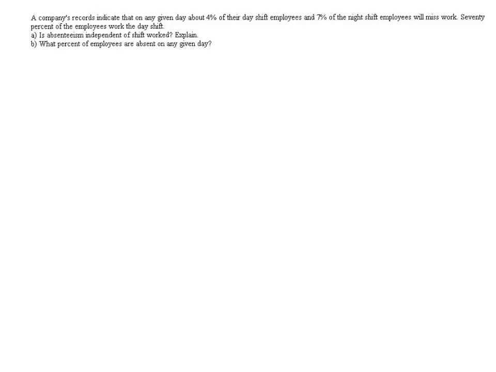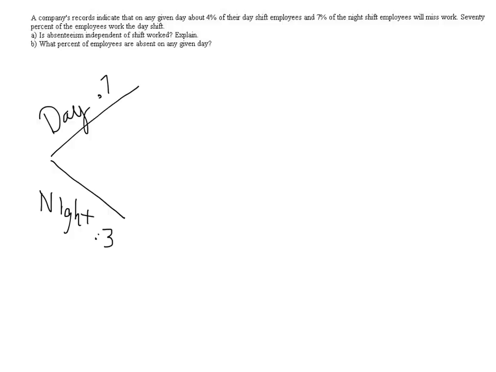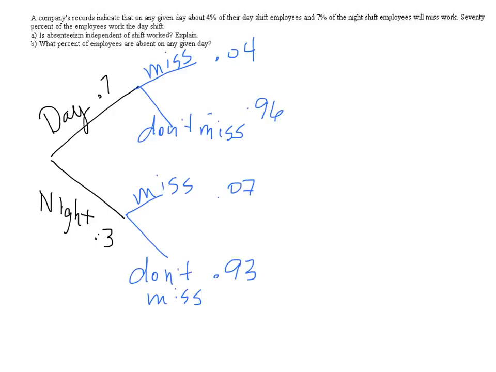A company's records indicate that on any given day, about 4% of their day shift employees and 7% of their night shift employees will miss work. 70% of employees work the day shift. So if 70% work the day shift, 30% work the night shift. So if 4% of the day shift miss work, 96% don't.